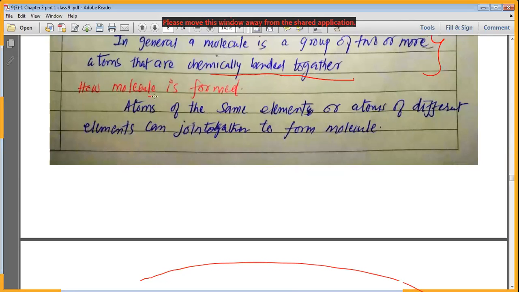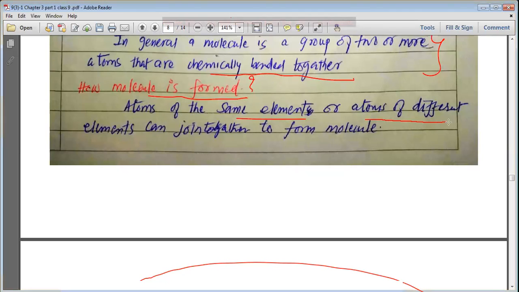Next, how is a molecule formed? So my dear students, a molecule is formed by atoms of the same element, please remember, or atoms of different elements.